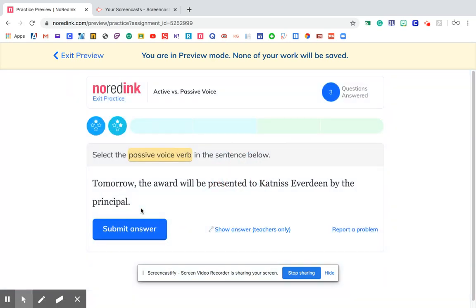Okay, one more. "Tomorrow, the award will be presented to Katniss Everdeen by the principal." The subject of this sentence is the award. I know it seems as though Katniss Everdeen may be the subject, but it's not. The sentence is about the award and what's going to happen to the award. So if the award is our subject, then will be presented is our passive voice verb, because that is describing what's going to be done to the award.